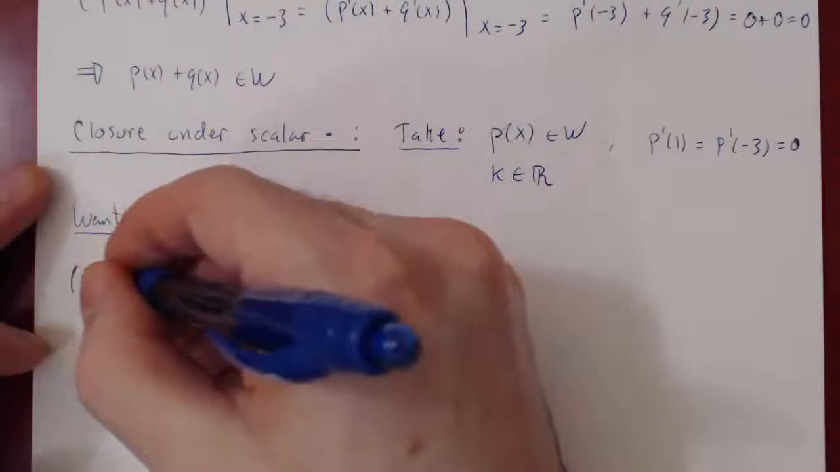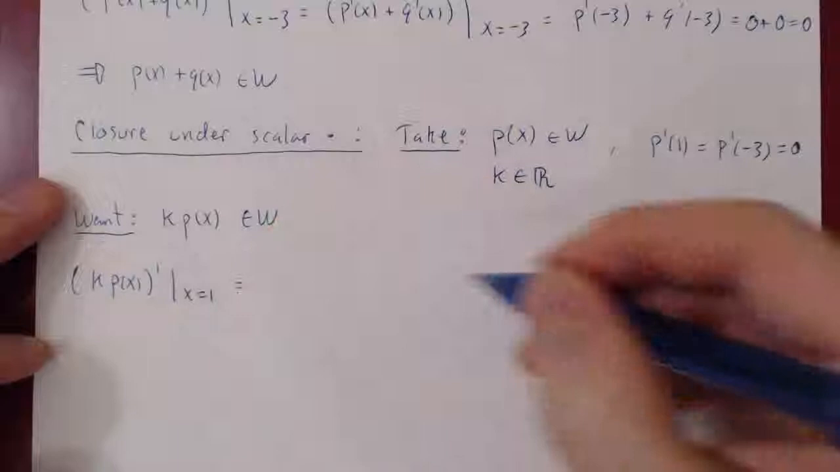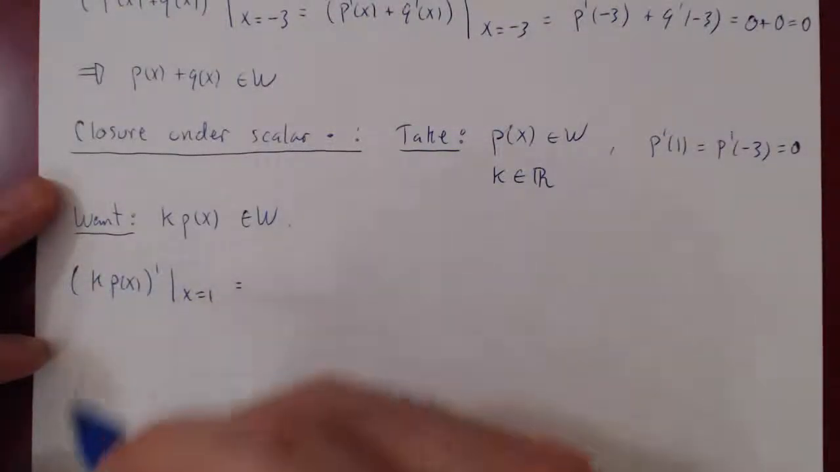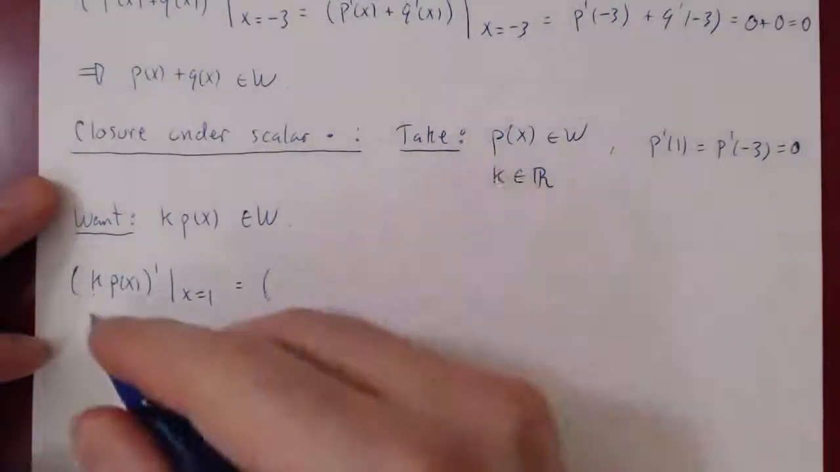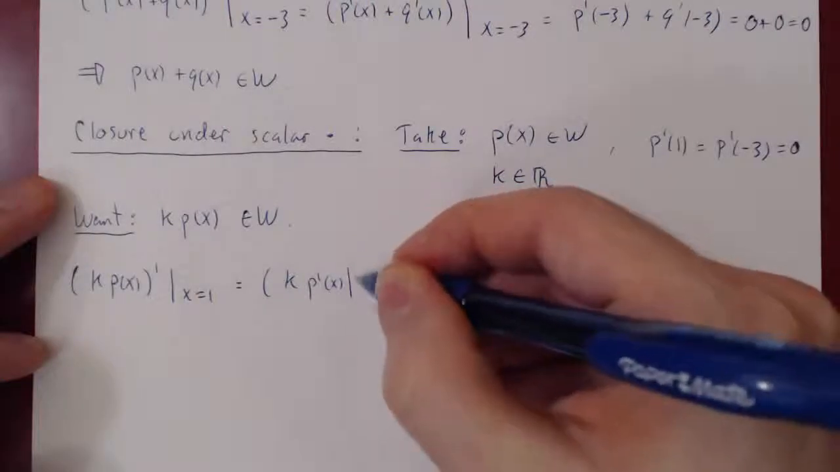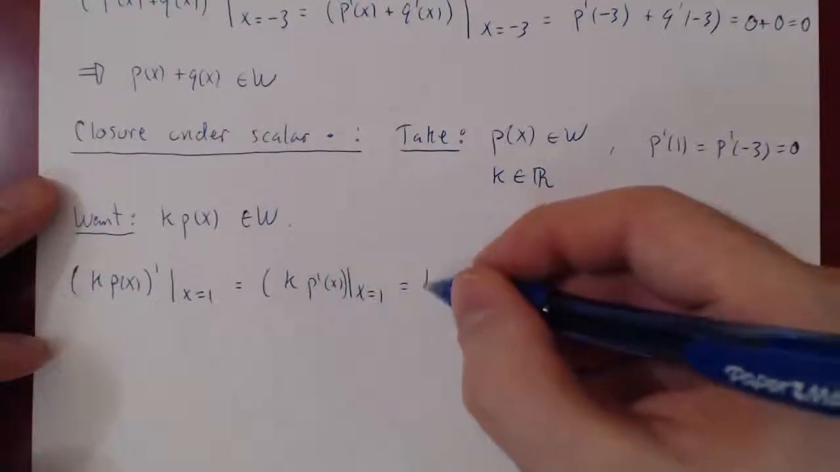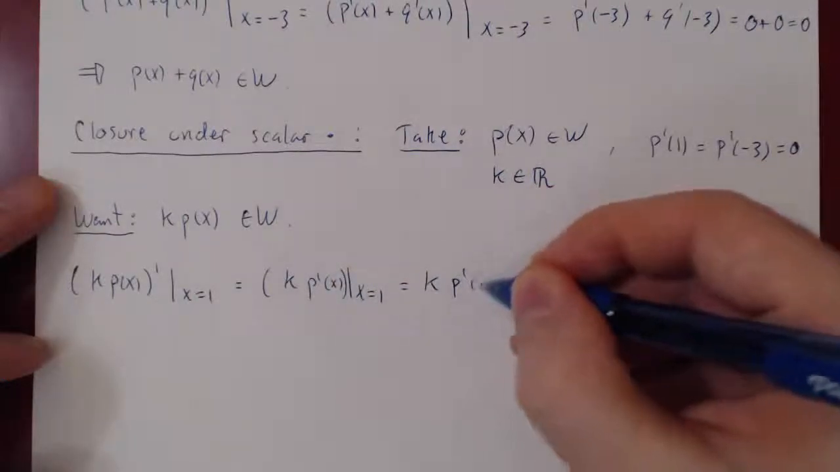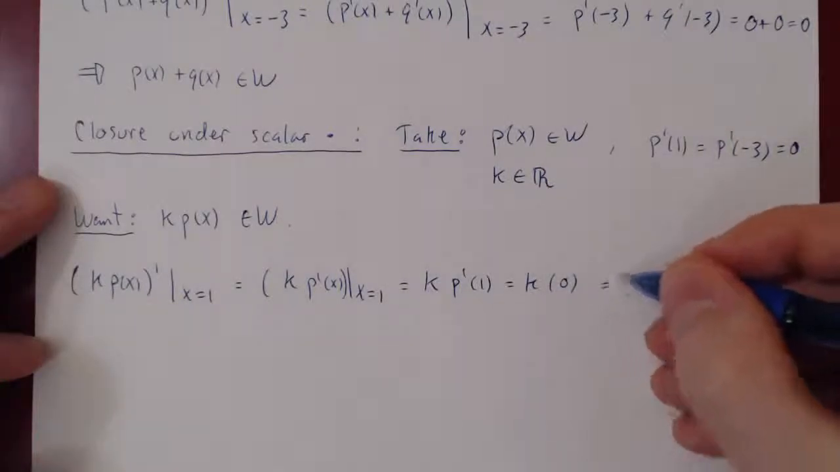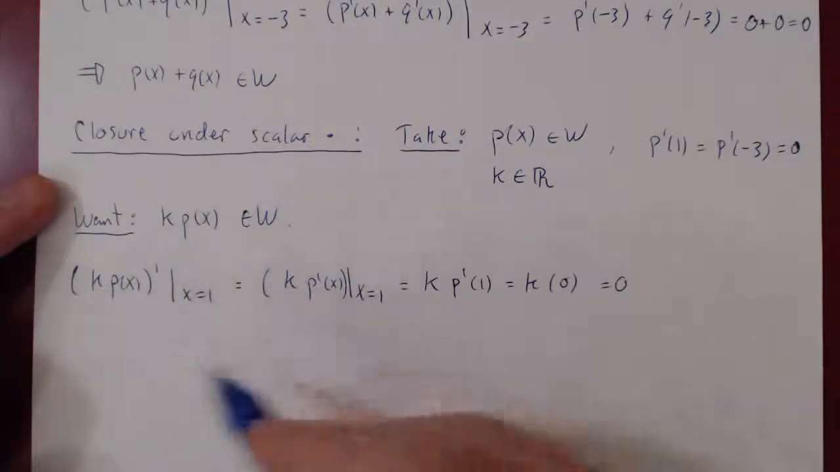So we look at the derivative of k times p of x at x equals 1 first. Well, the derivative is linear since k is a scalar multiple of the function. The derivative of k p of x is simply k times the derivative of p. And we now evaluate at x equals 1. We get k, a constant, times p prime of 1, which is equal to 0. So any real number times 0 is 0. And so x equals 1 is a critical point of k times p of x.